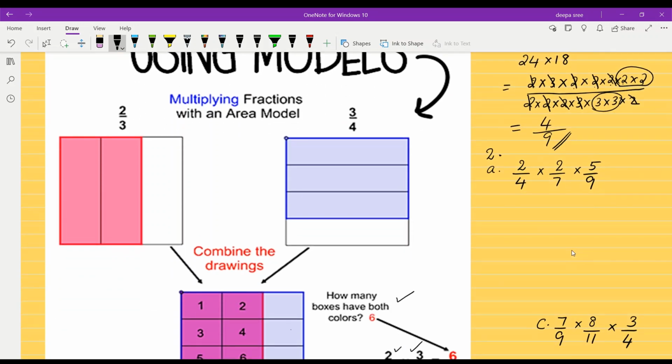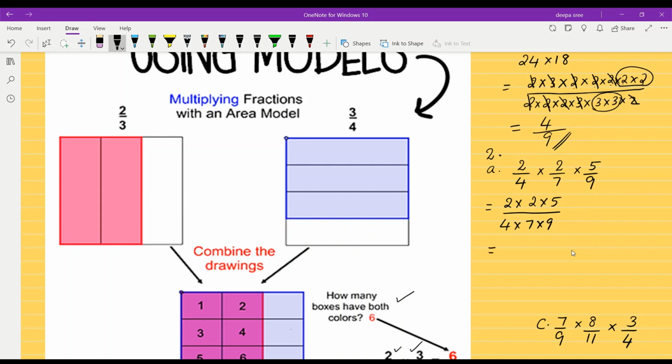Next one, 3 numbers are coming. Multiplication of 3 fractions. Same method you have to follow. Multiply the numerator by multiplying the denominator.